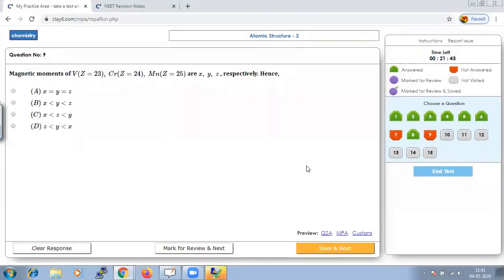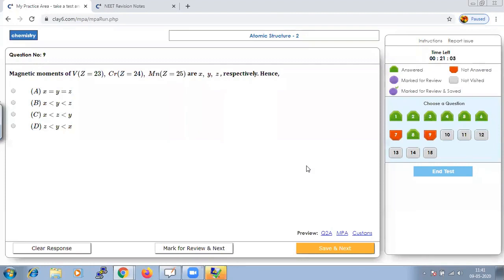Magnetic moment of V, Cr, Mn, respectively. Hence, we have to say the order, because based on the option, how it is related with each other, we should be able to say that. So when we are saying the magnetic moment, they have asked, hence we should know what is the relation between the magnetic moment and the unpaired electrons.